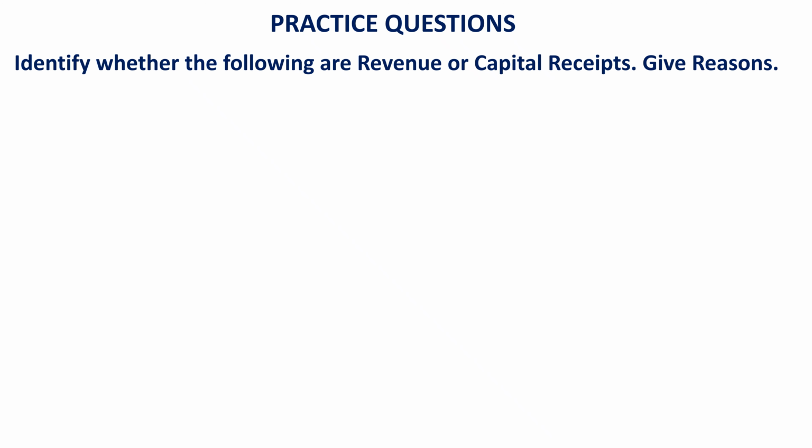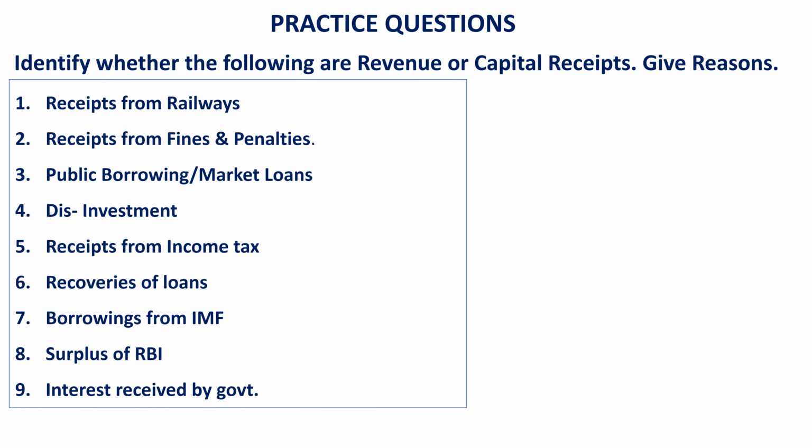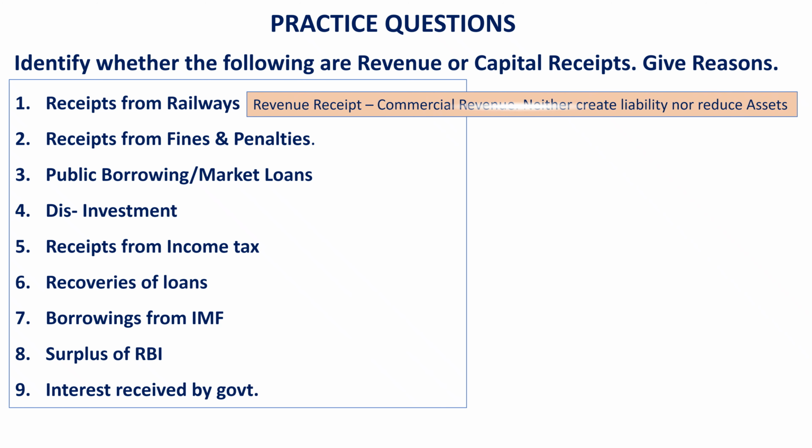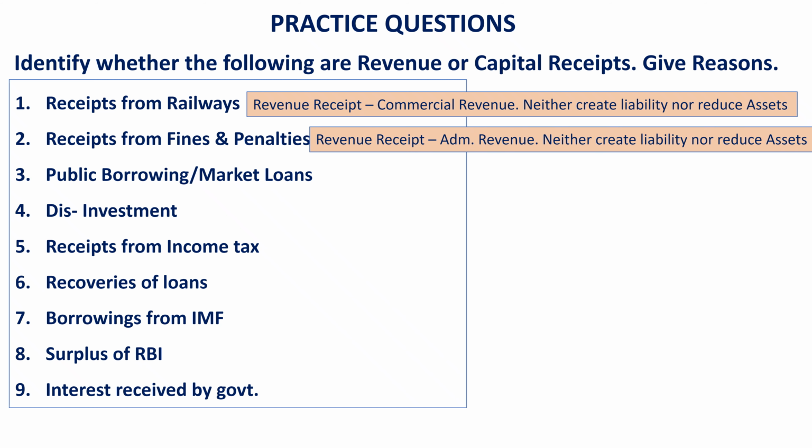Now let's do some practice questions. Identify whether the following are revenue receipts or capital receipts, giving reasons. Let's start. Receipts from railways are revenue receipts, more specifically commercial revenue receipts, because they neither create a liability nor reduce assets of the government. Receipts from fines and penalties are revenue receipts again, but now they are administrative revenue receipts. Reason remains the same, neither create liability nor reduce assets of the government.